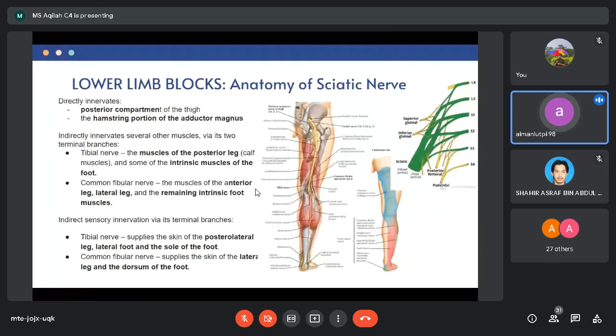So this is a technique for the subgluteal level for sciatic nerve block.